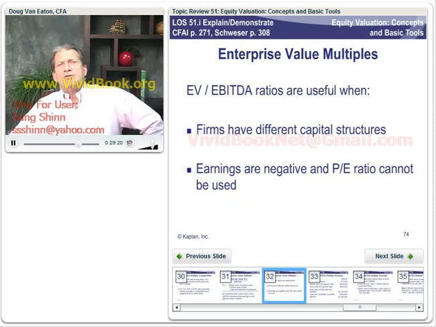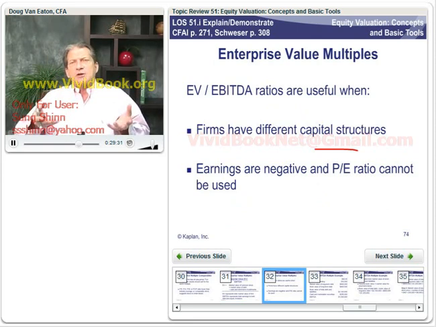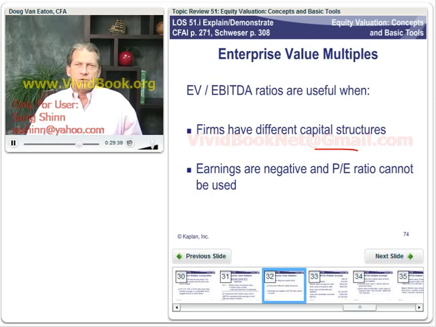And when do we want to use these EV-EBITDA ratios, enterprise value multiples? Well, when firms have different capital structure, right, they have different amounts of debt and equity, and we're looking at a measure that's kind of above those financing costs, so it's the return to all holders, both debt and equity holders. Well, then the capital structure doesn't matter that much for this type of multiple. This can also be used when earnings are negative. Well, we can't get any sensible answers out of PE ratios when earnings are negative. So when earnings are negative, you might want to use an enterprise value multiple.